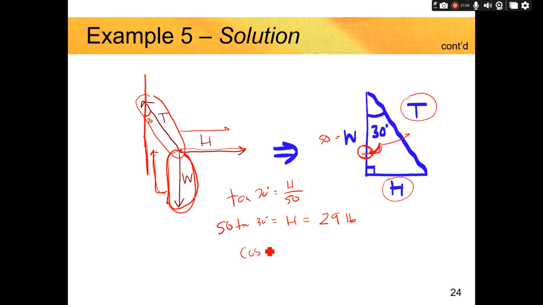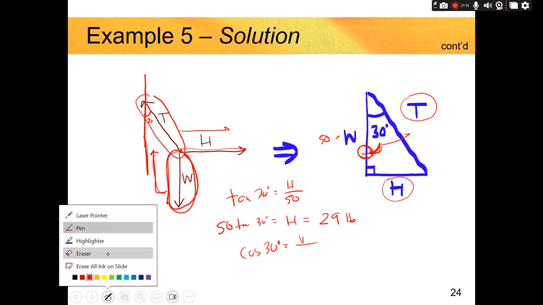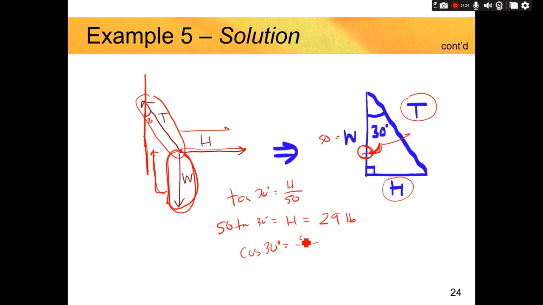Cosine. Okay, so cosine of 30 degrees is adjacent, which is now W, which is now 50. I can just write in 50 in here. 50 over T, is that right? A little bit different now, because now the 50 is on top. So if I multiply both sides by T, I give myself T cosine of 30 degrees equals 50. And this time I have to divide by cosine 30.